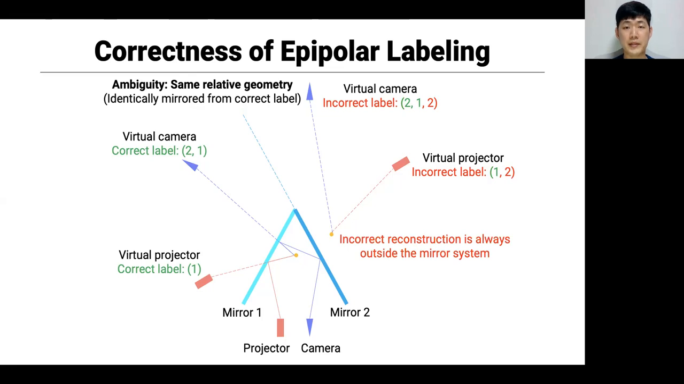However, this incorrect case can be rejected by using a simple additional constraint. That is, the reconstructed point should be inside the mirror system. We proved that this incorrect projector camera pair always produces a 3D point outside the mirror system. So the ambiguity by identically mirrored labels is resolved. There might be another random projector camera pair that also satisfies the epipolar constraint, but the chance of this is 0, because it is the probability of two arbitrary lines in 3D being coplanar.